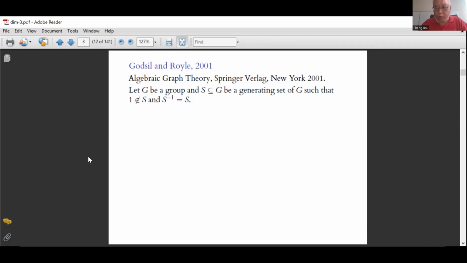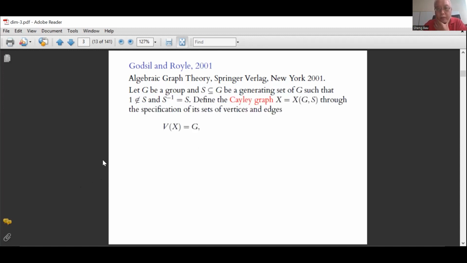Generating set means we're going to have a connected graph. If it is not connected, then we consider component by component. So if we are talking about geometry, we are talking about distances, then it is very natural to require these three conditions. And then we can define a Cayley graph by assigning the vertex set.